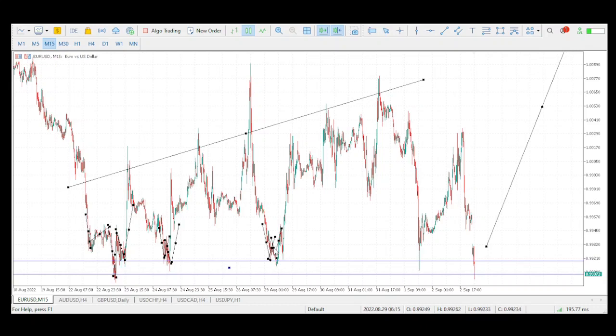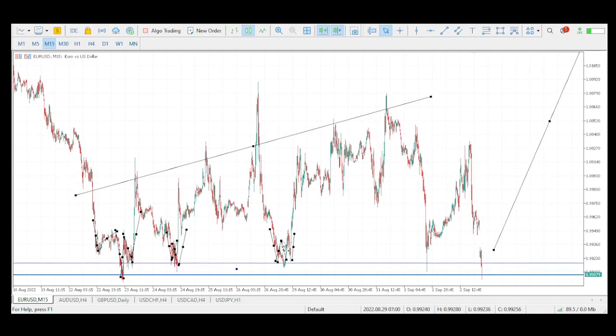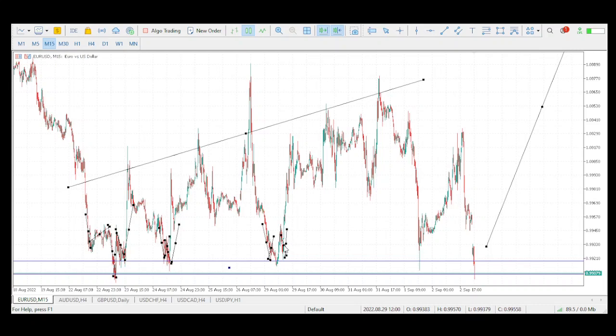Yeah, what happened here? So you can see this is the first, second. We can make it like this. Sorry, this is the first leg, because it touches support. This is the second. I'm trying to draw the W pattern.